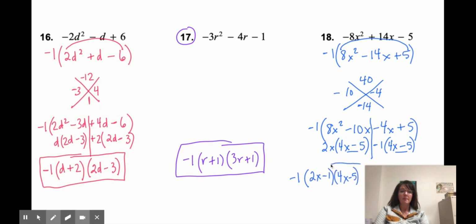Again, try it out by using FOIL or double distributive or whatever. When you start to set up your double distributive, it should look like this, and that's one way that you know that you are doing it correctly. But you do want to check your math just to make sure you didn't make any mistakes.